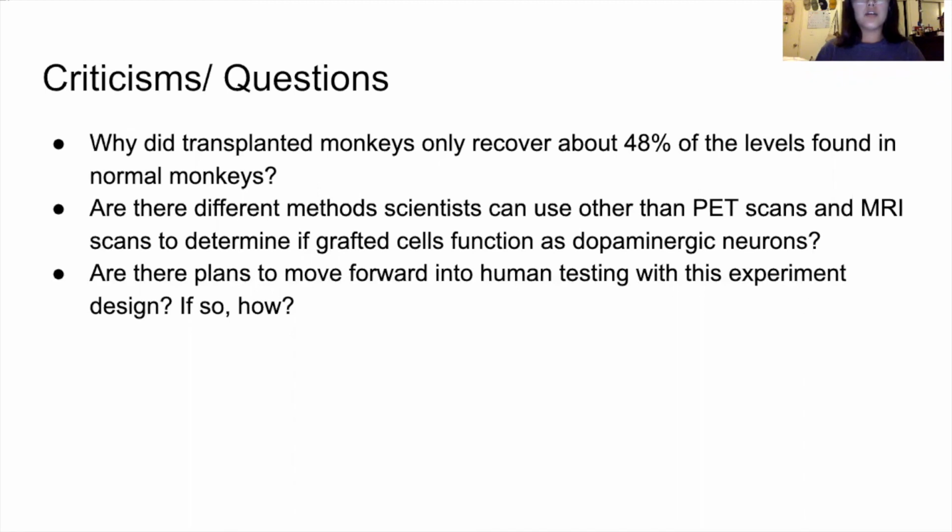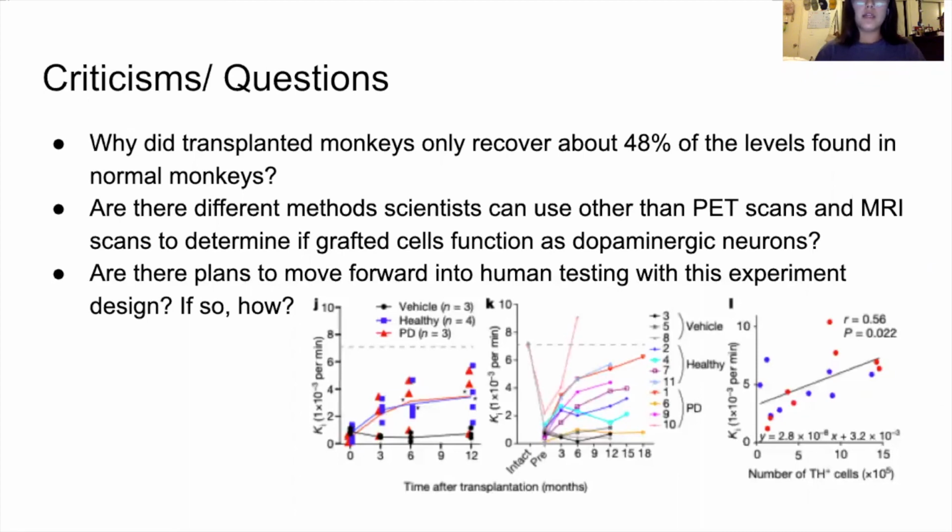And for our last slide, our group wanted to go over some questions that we had regarding this research paper. The first being, why did transplanted monkeys only recover about 48% of the levels found in normal monkeys? As we look at figure 3L, we again see that transplanted monkeys only recovered about 48% in comparison to normal monkeys, and we just wanted to know why that is. What factors are affecting transplanted monkeys? Is it because they went through surgery, or is it something else?